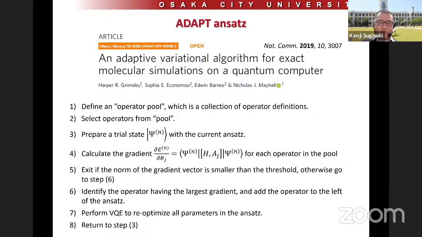So the final wave function usually has a smaller number of excitation operators than the conventional VQE. This is the basic idea. But of course, we have to include some computational cost to calculate the gradient. And also, we have to perform the VQE in an iterative manner by incrementing the excitation operators. This is the difference between conventional VQE and adaptive ansatz.